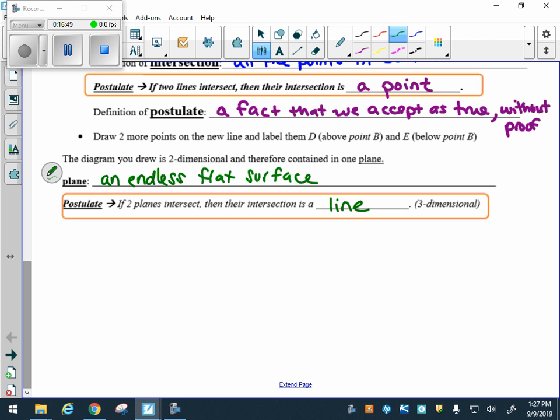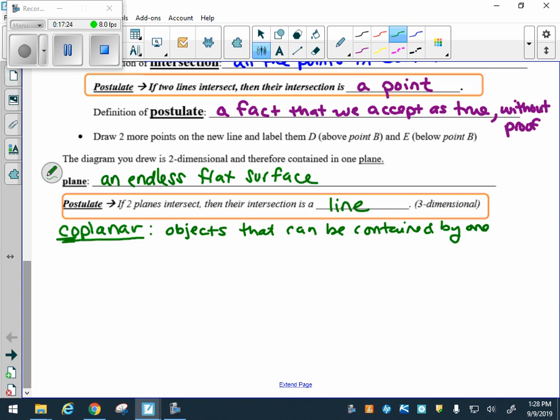So I have one more word that I forgot to put on here, so I need you to add it at the bottom, and that's coplanar. Just add it right at the bottom there, please. So just like collinear, this is coplanar. So coplanar is objects that can be contained by one plane, or on one plane, or in one plane.